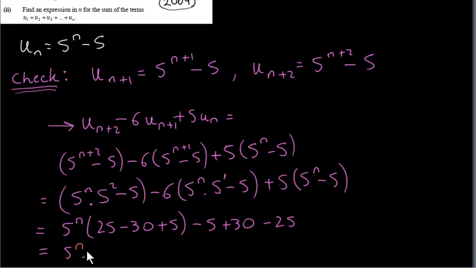We get 5 to the power of n times this here. Well, this is 25 minus 30. Minus 5 plus 5. This is 0. And this works out to 0 as well. So the whole thing works out to 0.